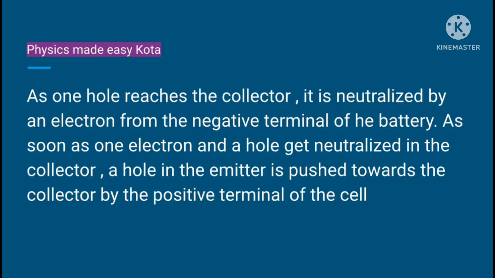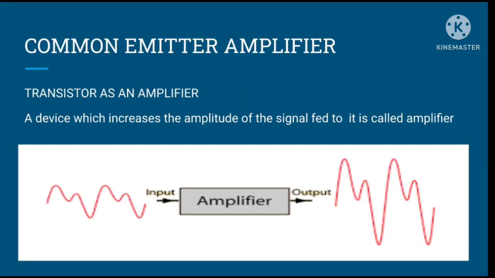As soon as one electron and a hole get neutralized in the collector, a hole in the emitter is pushed towards the collector by the positive terminal of the cell VEE, and the continuous flow of holes from the emitter to collector through the base takes place. The emitter current is a combination of the base current and the collector current. Transistor is also known as a current controlled device.